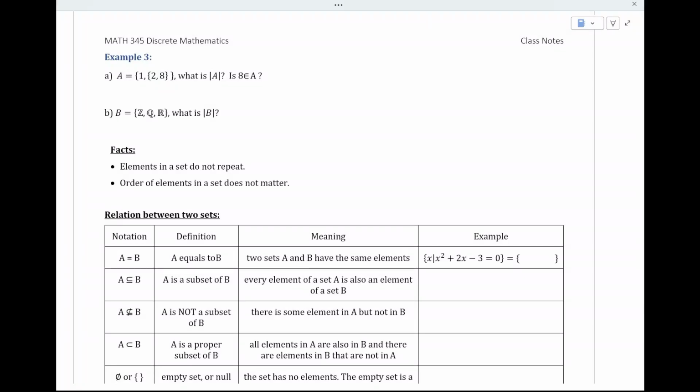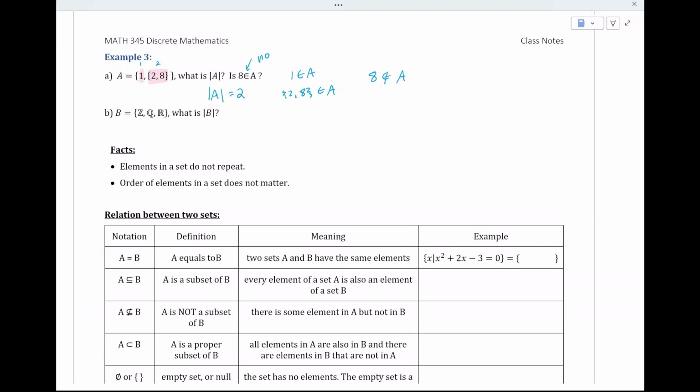So if I'm looking at the elements in A, I have this 1, and then I have this set as the second element. So A has 2 elements. So the cardinality of A is 2. And the elements of A are, sorry, 1. 1 is in A. And then the set that contains 2 and 8 is in A. But is 8 all by itself in A? And the answer is no. 8 is not an element of A, but the set that contains 2 and 8 is an element of A. So, no.